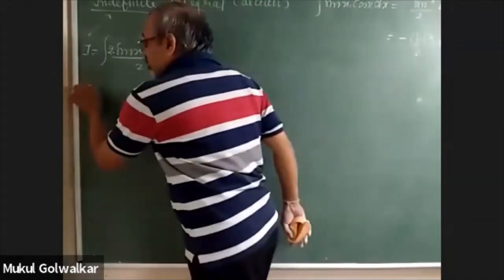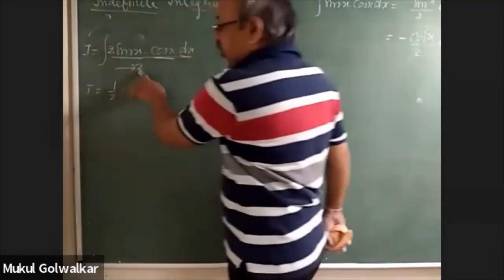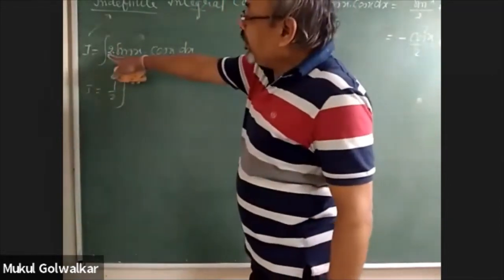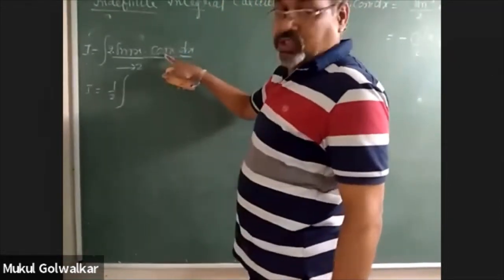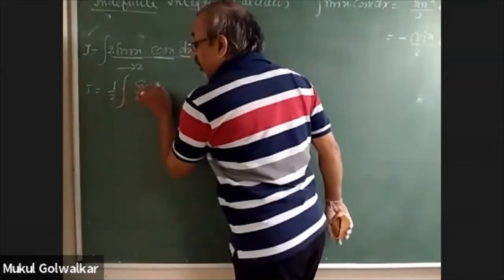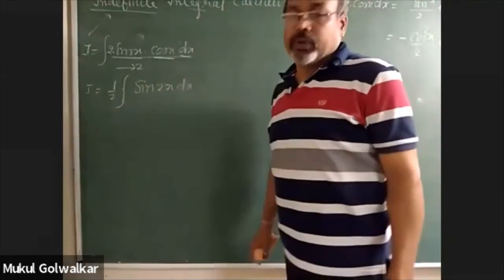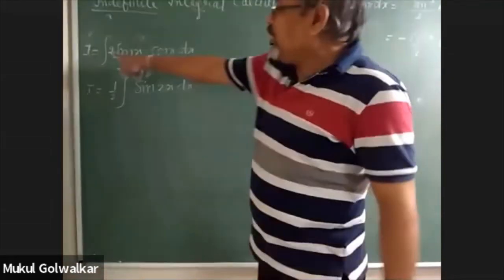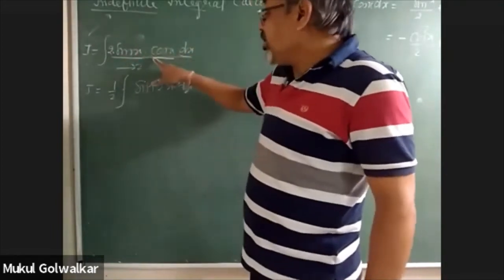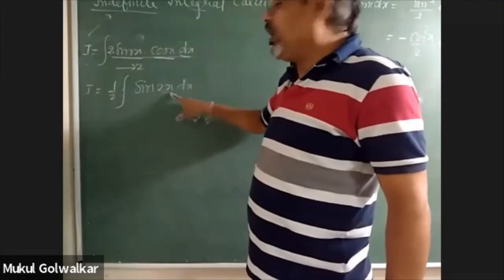So I write this 1 by 2 outside, this denominator 2 has been written outside the integration, and in the numerator 2 sin x into cos x. So 2 sin x into cos x can be written in the form of sin 2x. You know the standard formula. So now multiplication by 2 and division by 2 has converted the given question into the form of 1 by 2 times the integration of sin 2x dx.